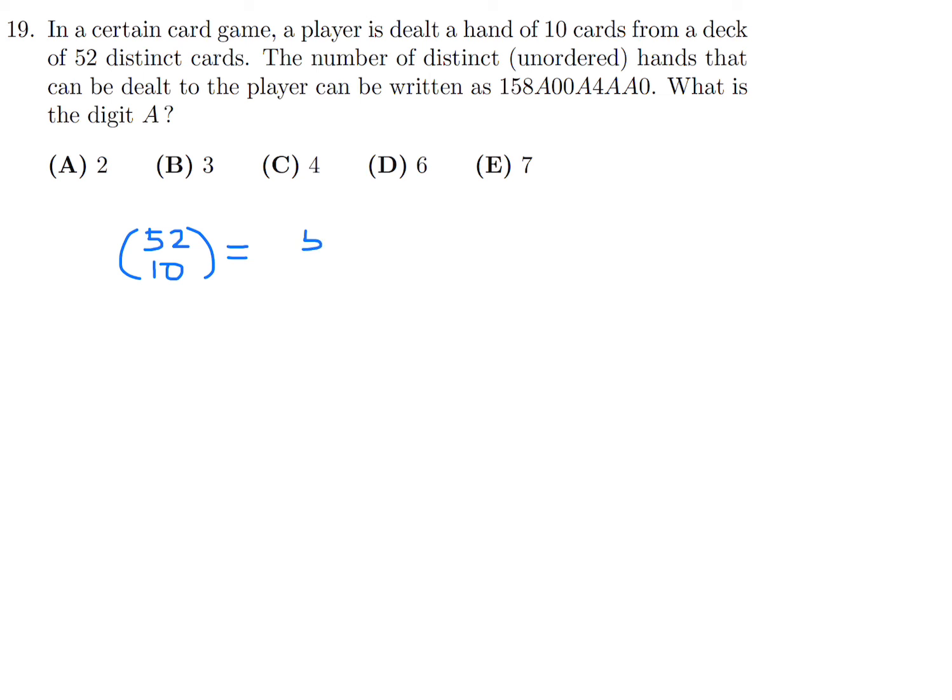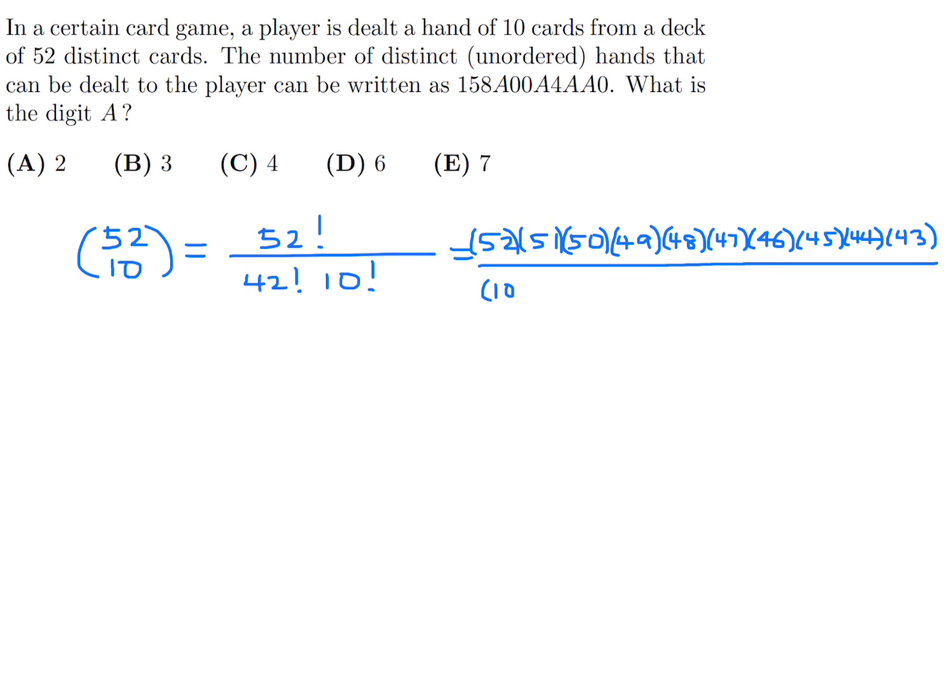Okay. All right, so we got to do this manually. 52 factorial over 52 minus 10 factorial, which is 42 factorial, over 10 factorial. Okay, so let's write this out. 52, 51, 50, and so on. And on the bottom, it's basically just 10 factorial, so 10, 9, 8, and so on. So now my goal is to see what I can cancel out, and then hopefully I'll get it down to a little bit less of a number.